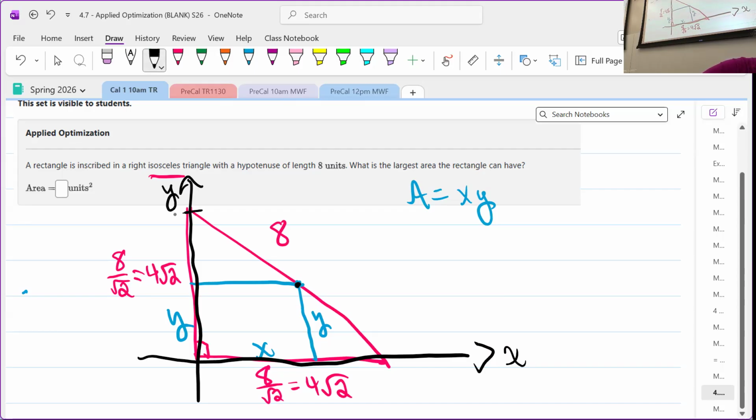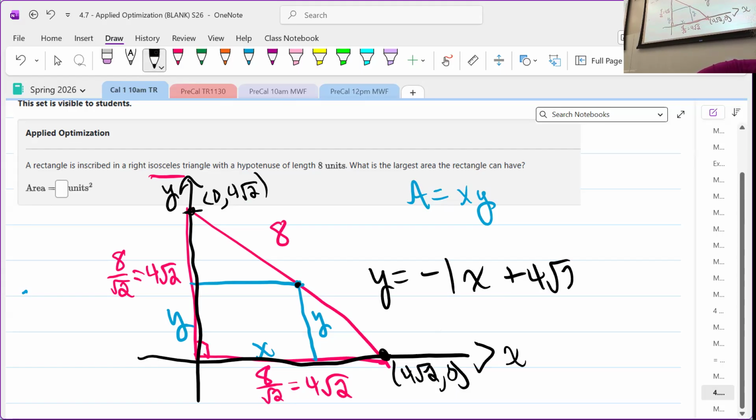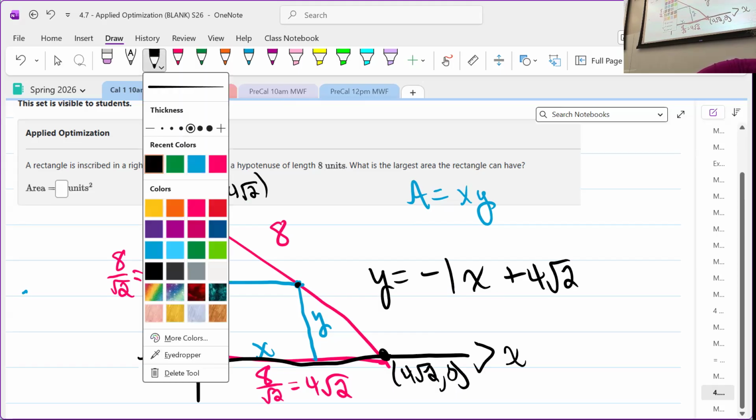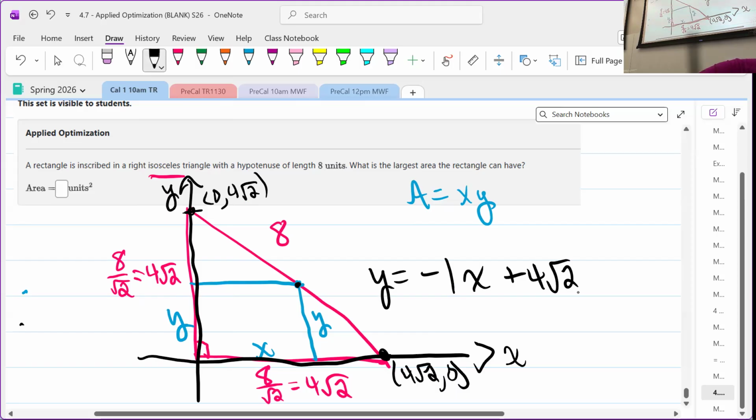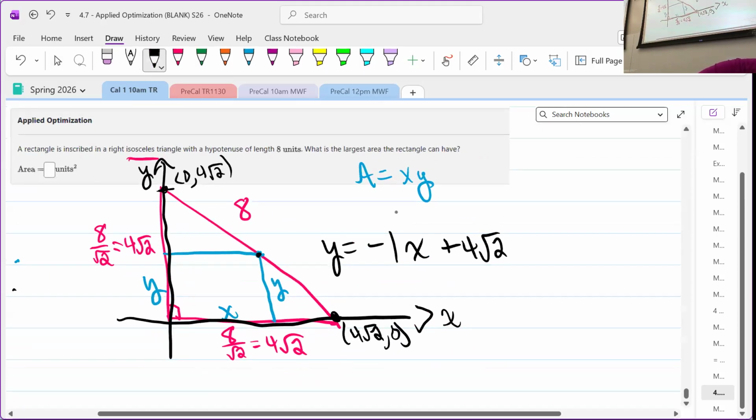So the y-intercept of that line is 0, 4 square root of 2. And then the x-intercept is 4 square root of 2, 0. So our equation actually ends up being a slope of -1x plus 4 square roots of 2. If you find the equation of the line through those 2 points, that's what it ends up being. And now I can plug that in place of y. It's a little annoying, but then I can take the derivative, figure it out.